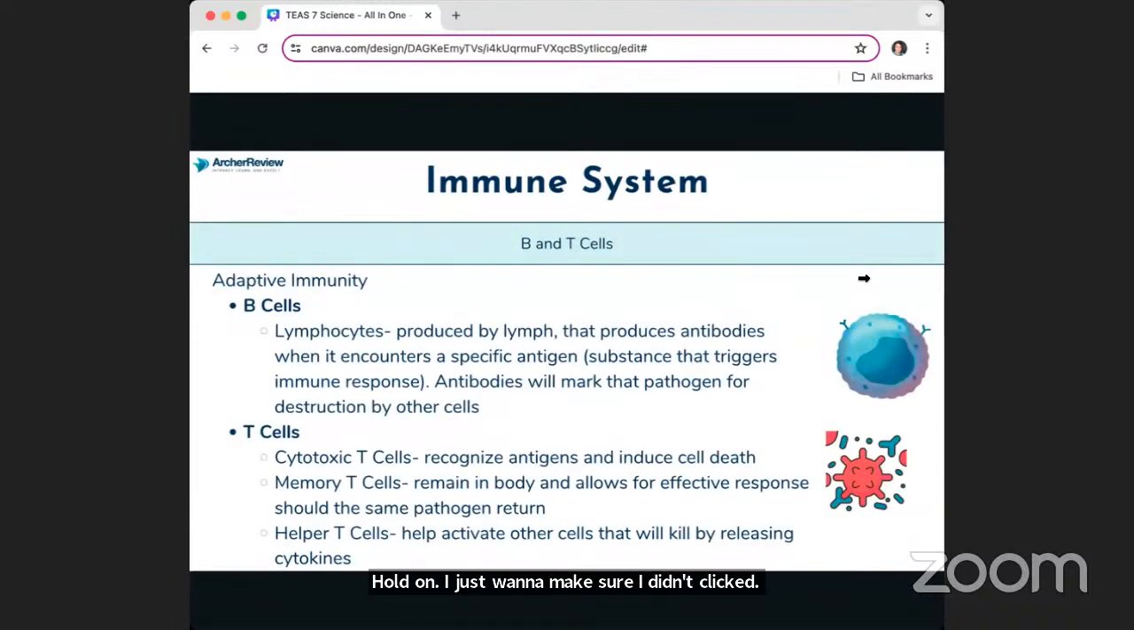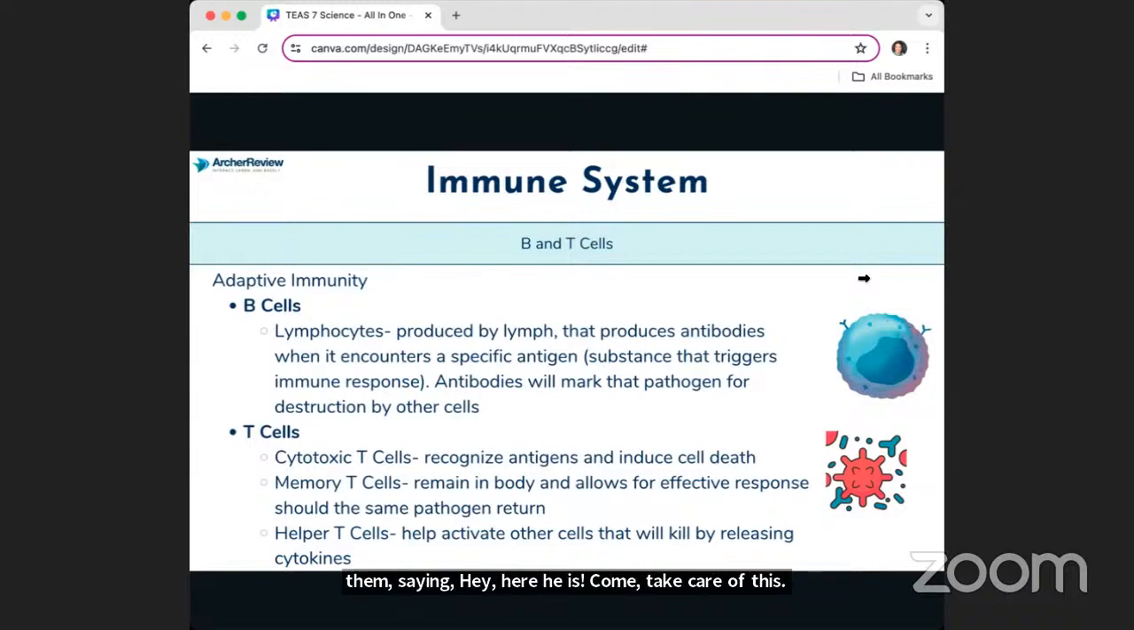We're good. B cells are lymphocytes, produced by your lymph, and they produce antibodies when they encounter very specific antigens. These are foreign substances that trigger your immune system. Your body says, hey, we notice something foreign that shouldn't be here. This could be a problem. So these B cells will produce antibodies that will mark those pathogens for destruction. It's like putting a red flashing light on them saying, hey, here he is, come take care of this, get rid of it. That's the job of the B cells.